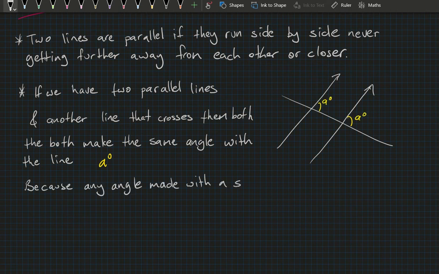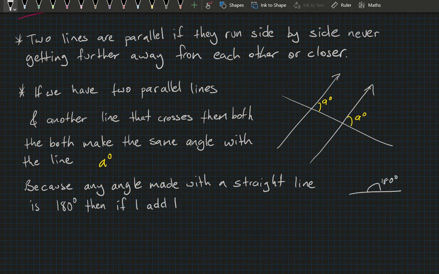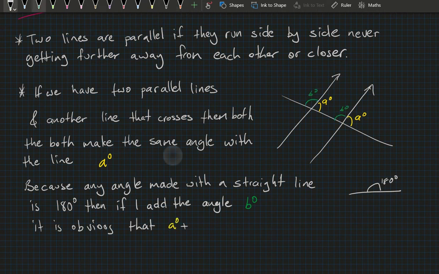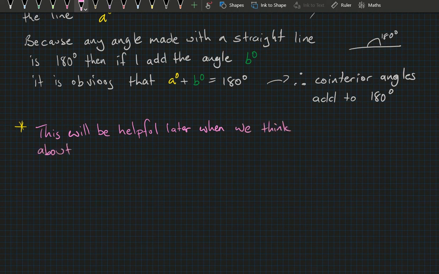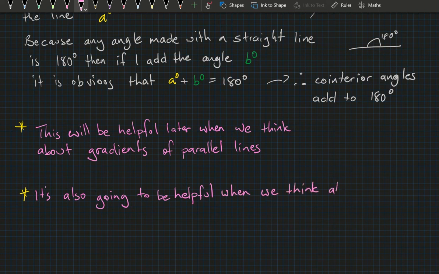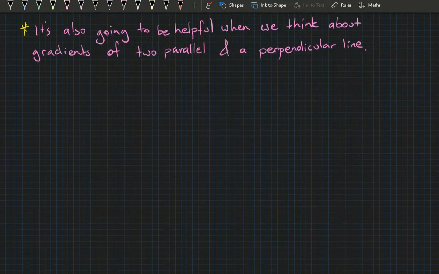Because any angle made with a straight line is 180 degrees, like this, then if I add the angle B to the diagram, it's obvious that A plus B equals 180 degrees. This means that the co-interior angles that the parallel lines make with the other straight line add up to 180 degrees. This will be helpful later on when we think about gradients of parallel lines. It's also going to be helpful when we think about gradients of two parallel lines and a perpendicular line, which makes a perfect segue to perpendicular lines.